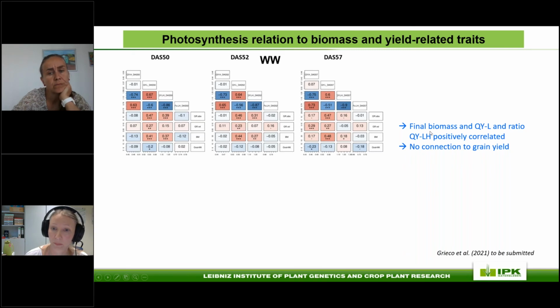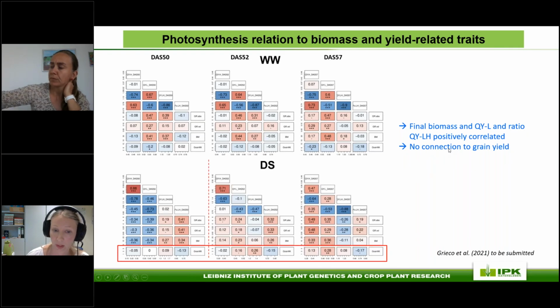And we see for the biomass that there is a correlation of QYL and the ratio to the final biomass, but in the last column there is no correlation of photosynthesis traits, even a slightly negative one here for QYH, to grain yield.